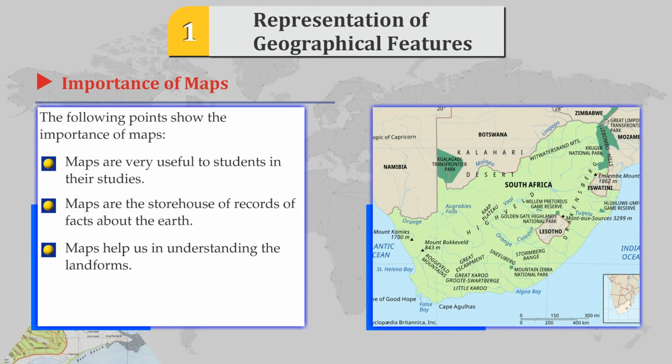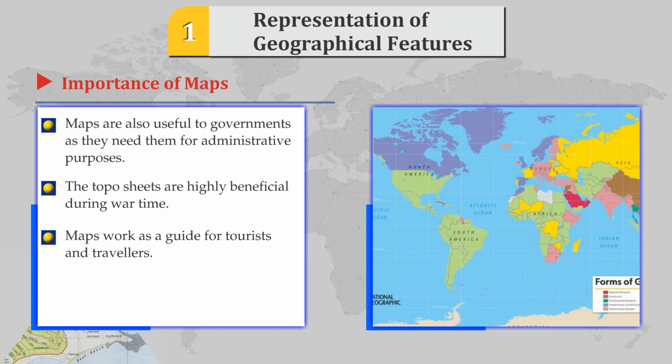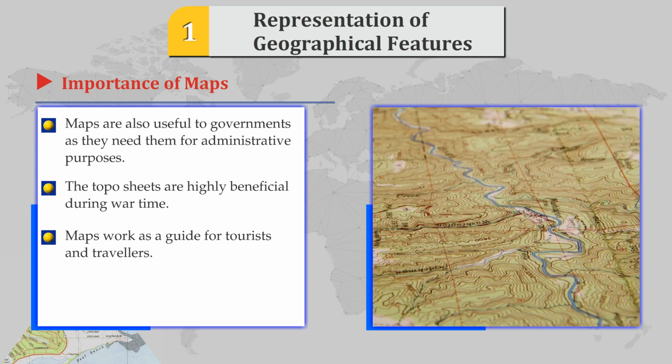The following points show the importance of maps. Maps are very useful to students in their studies. Maps are the storehouse of records of facts about the earth. Maps help us in understanding the landforms. Maps are also useful to governments as they need them for administrative purposes. The topo sheets are highly beneficial during wartime.